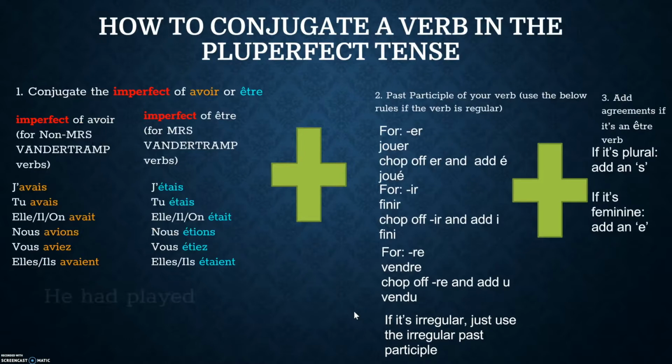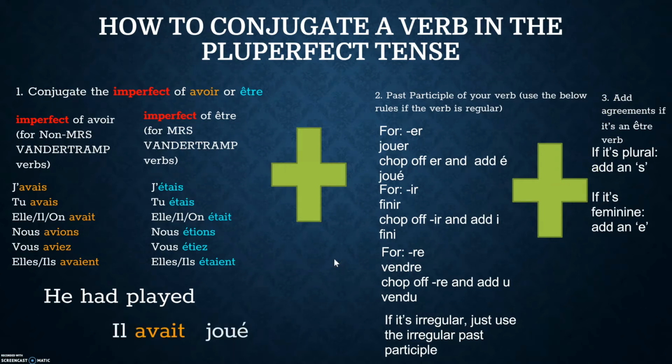Okay, let's go through another conjugation. He had played. The verb here is jouer, which is to play. Had played means that we have to use the pluperfect, to conjugate jouer in the pluperfect tense. We ask ourselves, is it a Mrs. Van der Tramp verb? No. So we're going to use the imperfect of avoir. The personal pronoun is he, so we're going to have to use the il form of the imperfect of avoir, which is il avait. So that's the first half of the conjugation done. The second half of the conjugation is going to be the past participle, exact same as the past tense. Jouer is a regular er verb, so we chop off the er and we add an é with an accent. And we ask ourselves, do we need agreements? No, we don't, because jouer is a non-Mrs. Van der Tramp verb, so we don't need any of those agreements. So il avait joué.